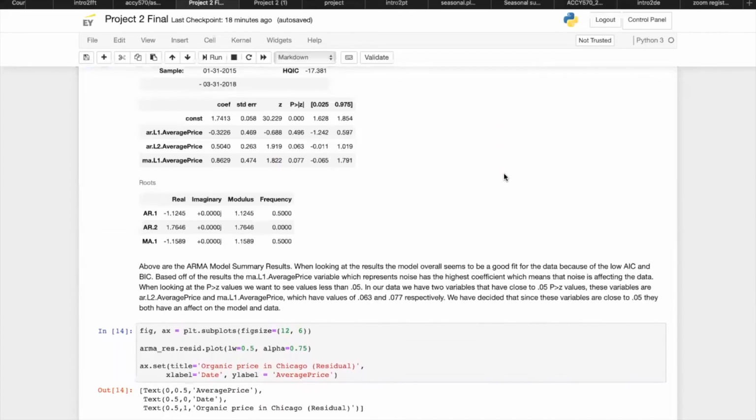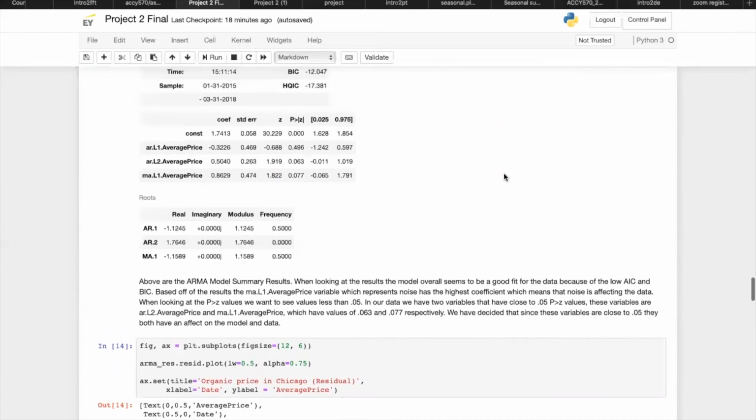Also, based off the results, you see that the MA.L1.average price variable, which represents noise, has a relatively high coefficient compared to the other ones, which means that noise is definitely in the data, and it's definitely influencing the data set.